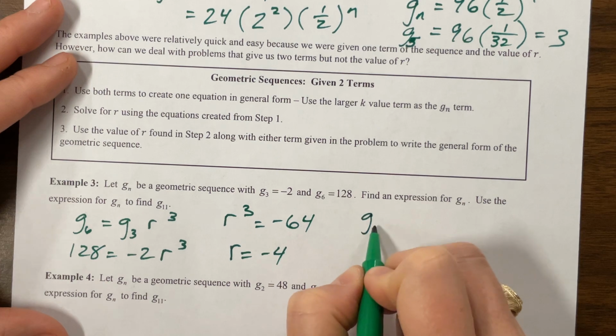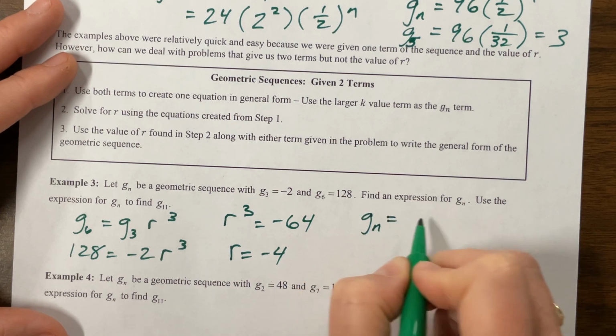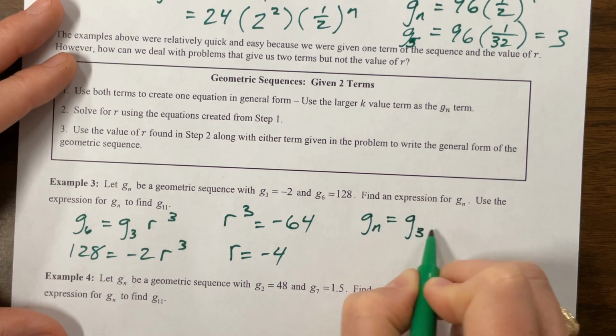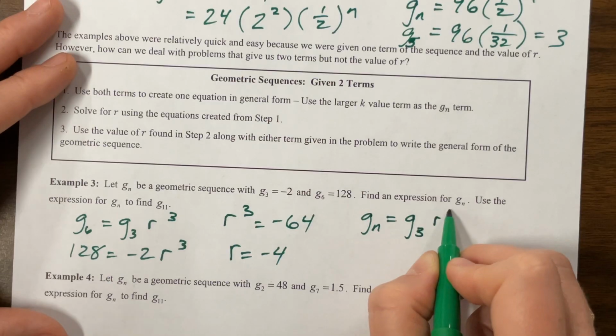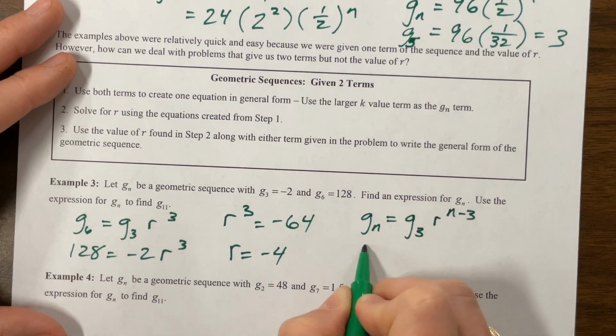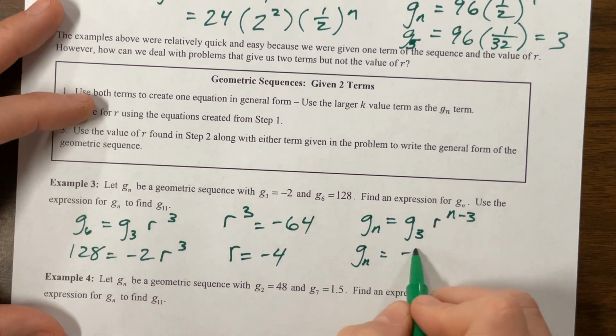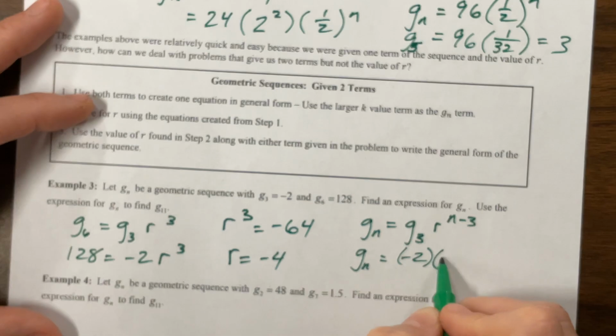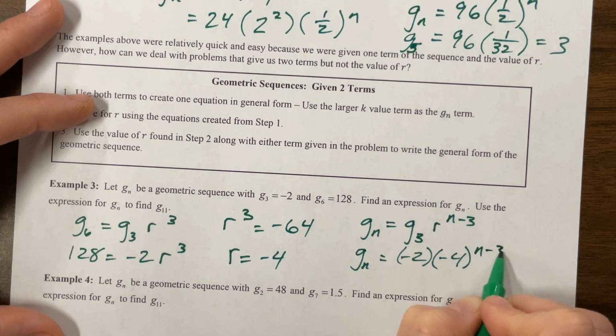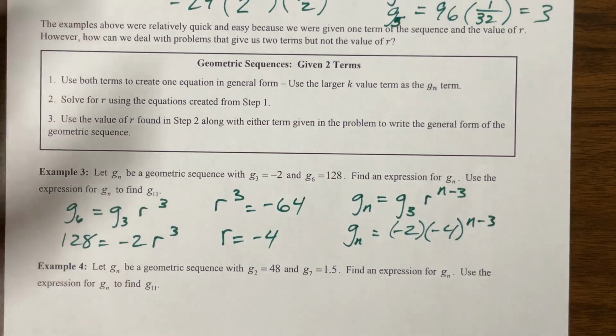So G sub n would equal G sub 3 times r to the n minus 3. G sub 3 was negative 2, so G sub n equals negative 2 times negative 4 to the n minus 3. That's messy, but it's not wrong.